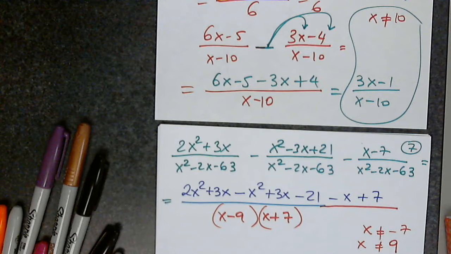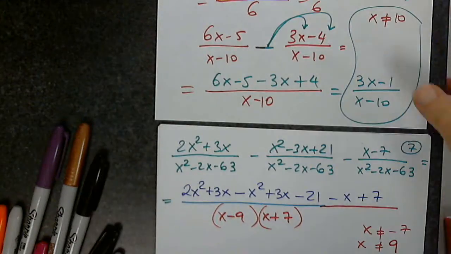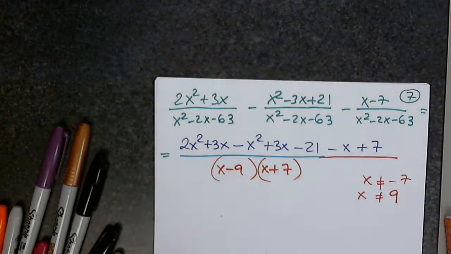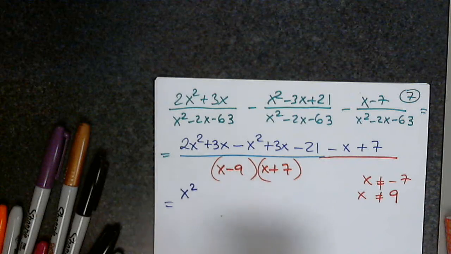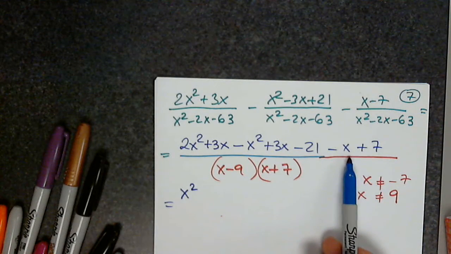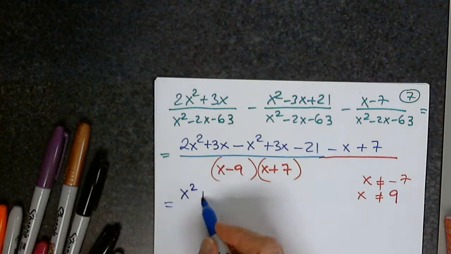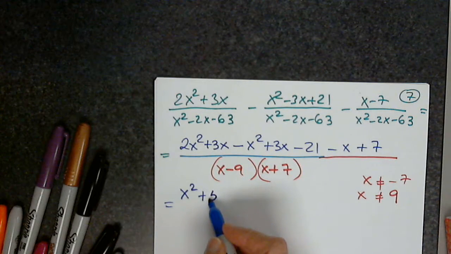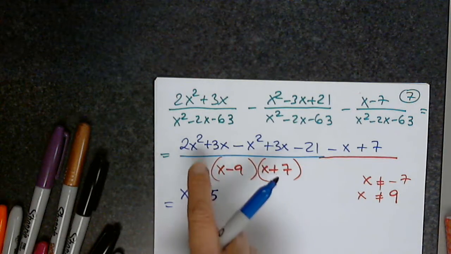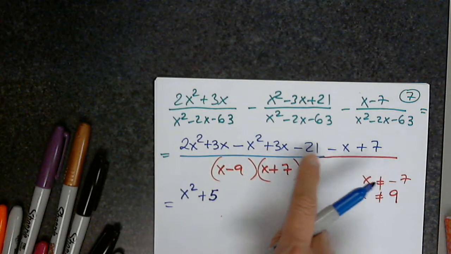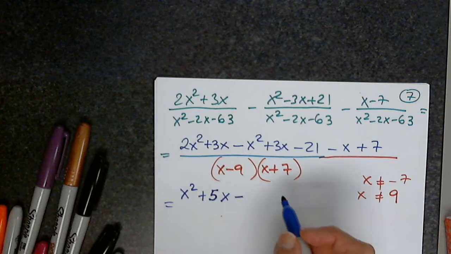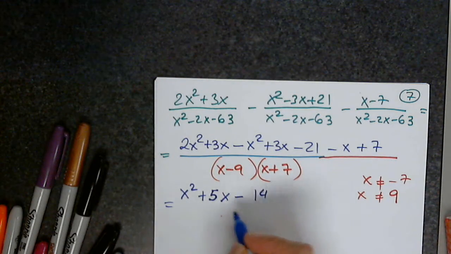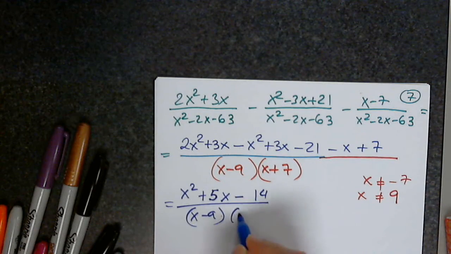That's the next step. And I have to start with the highest power, right? Because I have to have everything in descending order. So then the top will be x squared. Then I have 3x and minus x. So it's positive 5x. And then divided by x minus 9 and x plus 7.